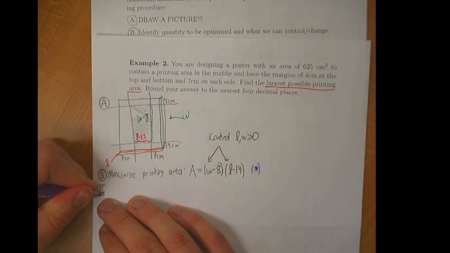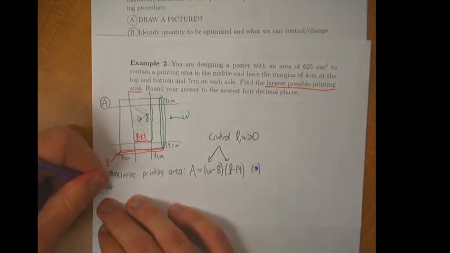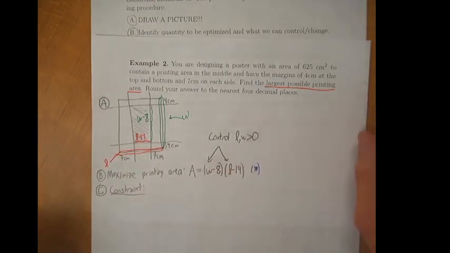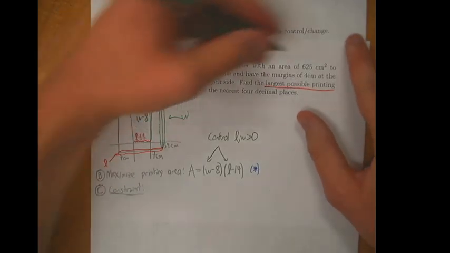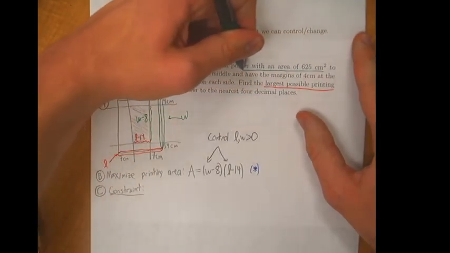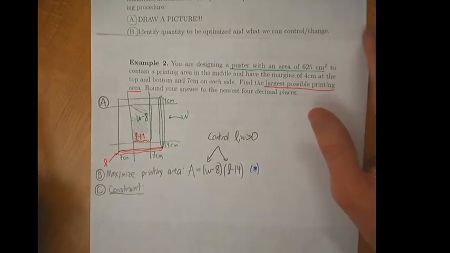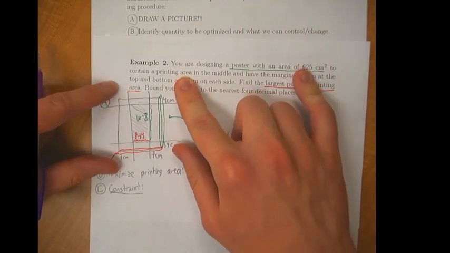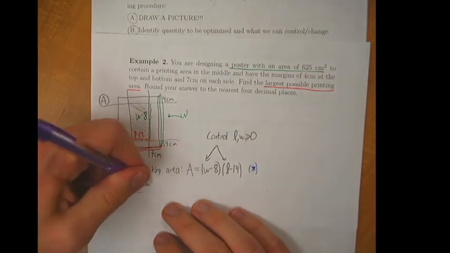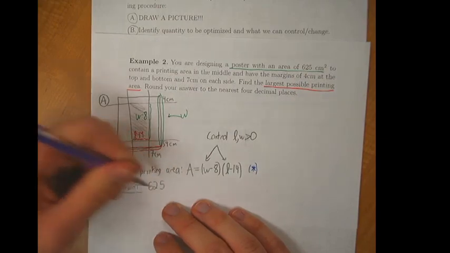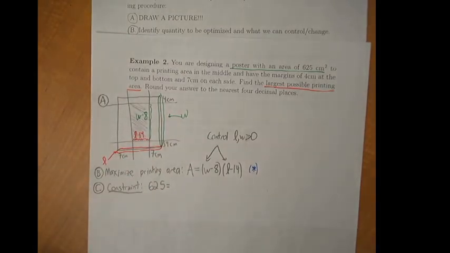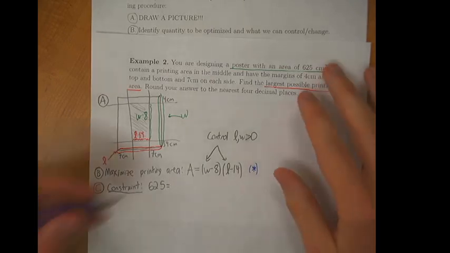So for part C, what's our constraint here? All right. So the problem states that we have to design this poster with an area of 625 square centimeters. So what that tells us is that this entire poster has to have an area of 625 square centimeters. So in terms of the variables we already have established, that tells us 625 equals what? L times W. Yep, L times W, right?